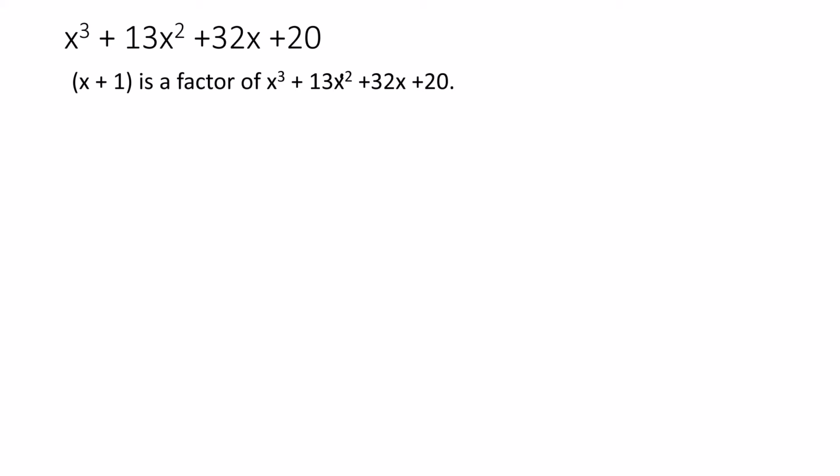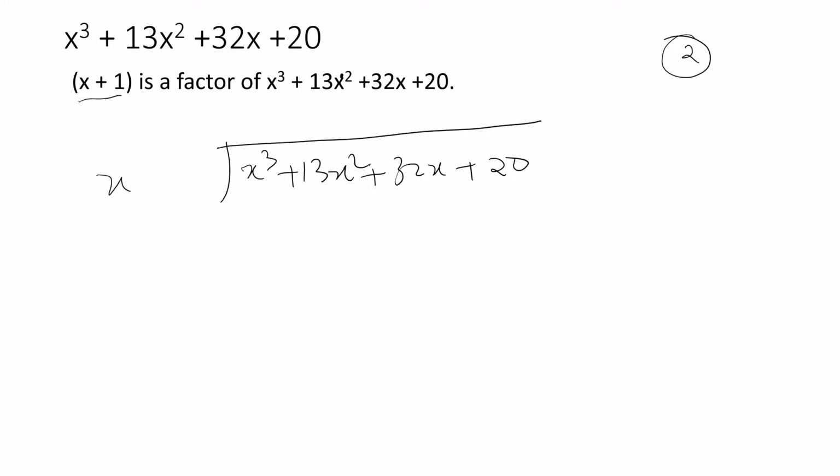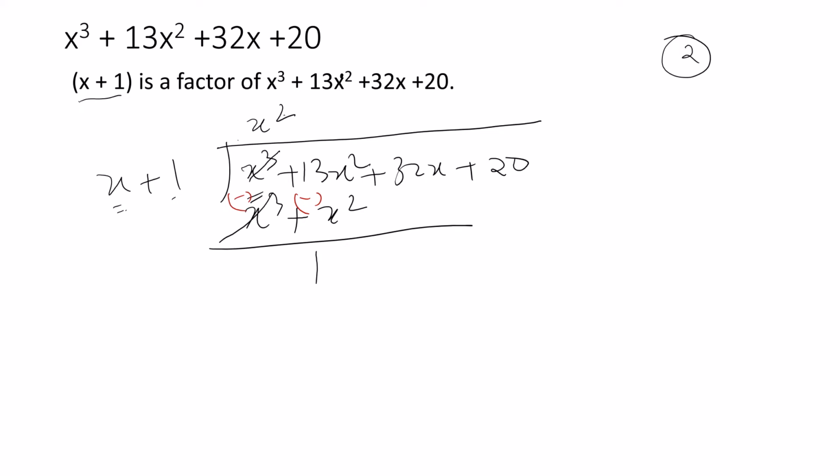So for this polynomial, we got x plus 1 as a factor. The remaining two factors are still there. For that, we will write the polynomial and divide it using x plus 1. What is x cube by x? It is x square. And x into x square is x cube. 1 into x square is x square. Now subtract. The first term will get cancelled. 13x square minus x square will become 12x square.